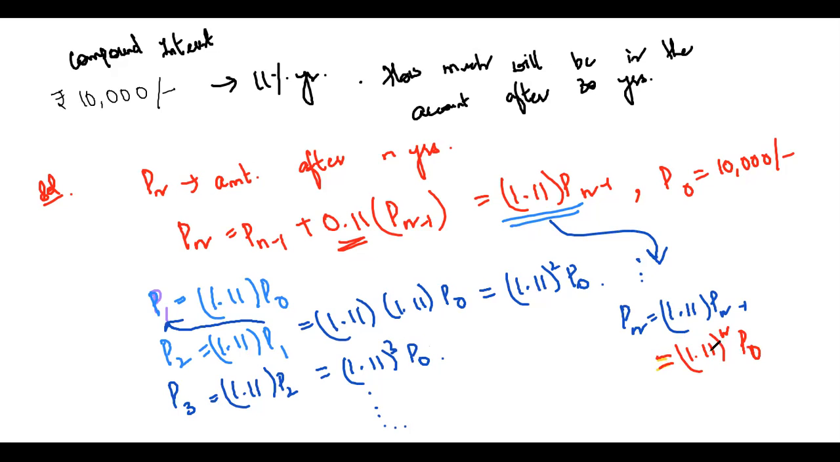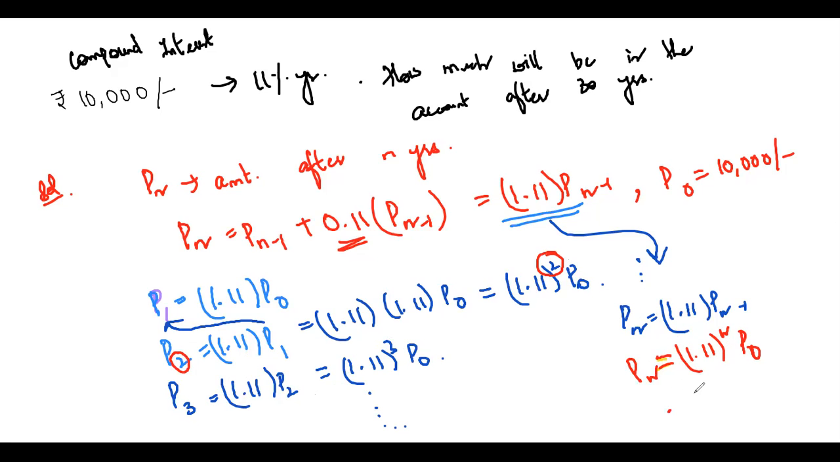Why is it this way? Because each time, when we put in our initial condition in the equation, it was being raised to the power of the term number. If it is the second term, it is raised to the power of 2. If the third term, the power of 3. Similarly, for the nth term, it will be raised to the power of n.